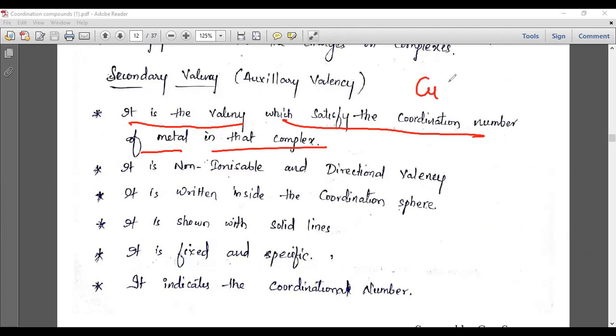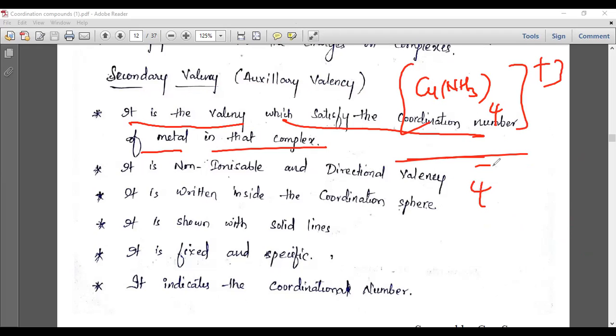Simply, if you write Cu(NH3) taken 4 times with plus 3 charge, what is the coordination number here? The coordination number will be 4 here because 4 ligands are there, so 4 coordinate covalent bonds are there. The 4 ammonia molecules make the coordination number 4 here. The number of ligands is simply called the coordination number.